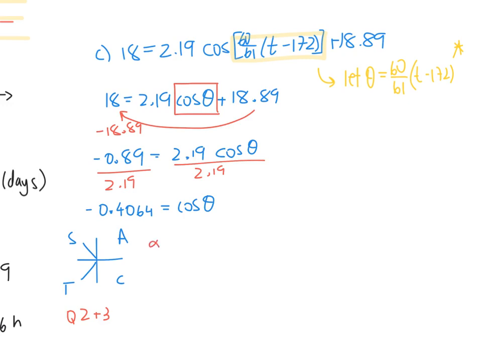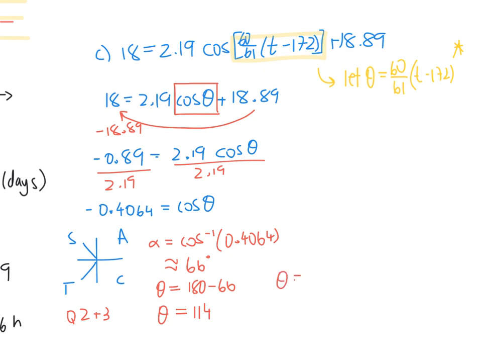And when I want to find alpha, we have to remember that we're always going to take, in this case, the cos inverse of the positive version of the number. And when we do that, we get approximately 66 degrees. And now, in quadrant 2, theta would be 180 subtract 66, which is 114. And in quadrant 3, theta would be 180 plus 66, which is 246 degrees.